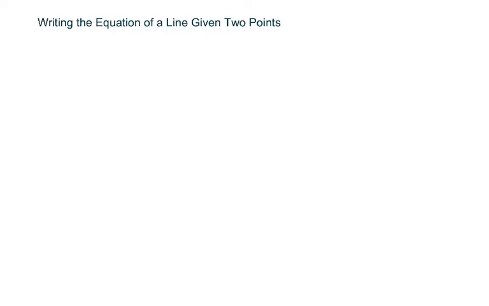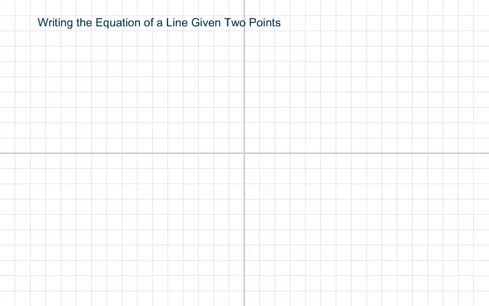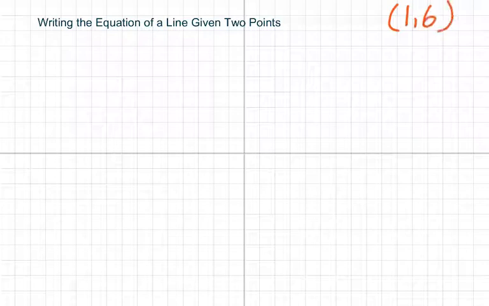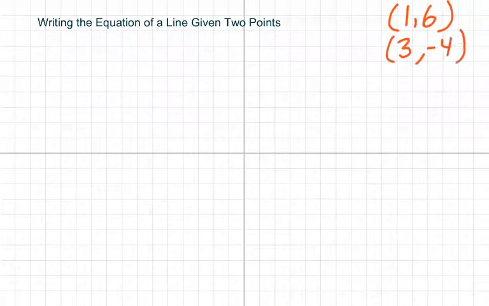And I want to begin with going back to the graph and really establishing that this is something that we can do. So I'm going to go ahead and put our coordinate plane on the slide here. And we'll look at the problem. Write the equation of a line that goes through the points (1, 6) and (3, -4). Okay? And so let's take a look at this.